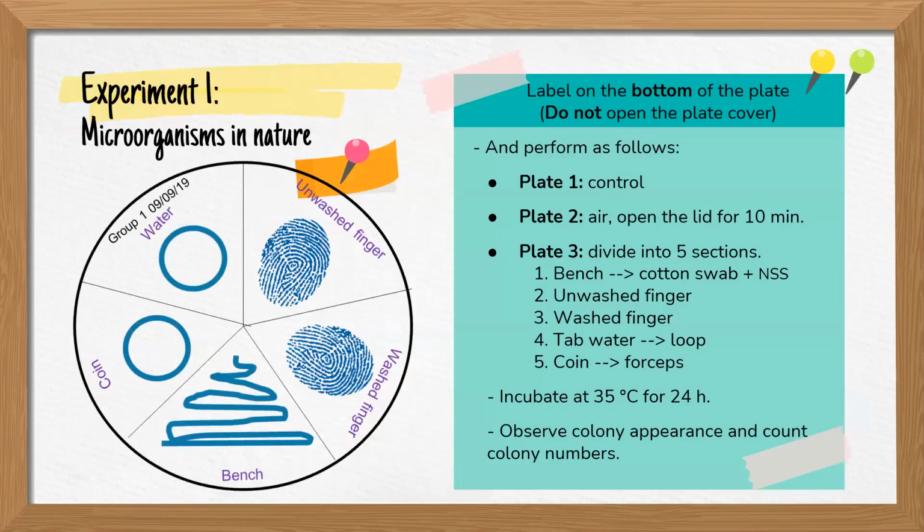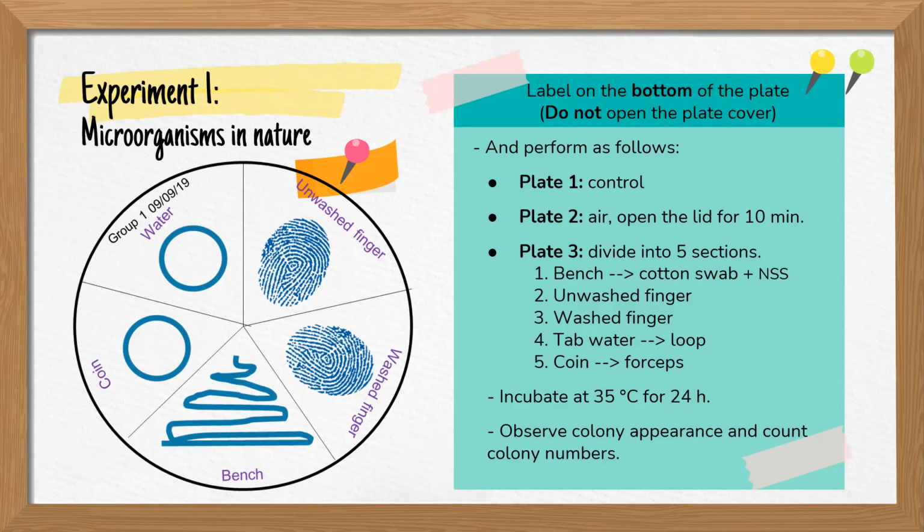For experiment 2, the materials that you will need are nutrient agar or NA agar for 3 plates, normal saline solution for 1 tube, and sterilized cotton swab for 1 stick. Method of experiment. First, you will need to label at the bottom of the plate using a permanent pen and do not open the plate or the lid.